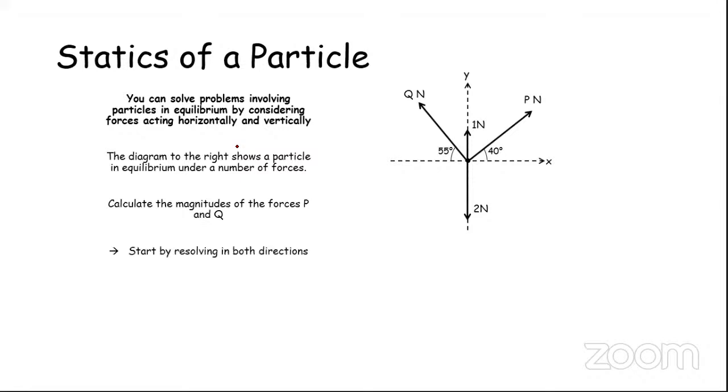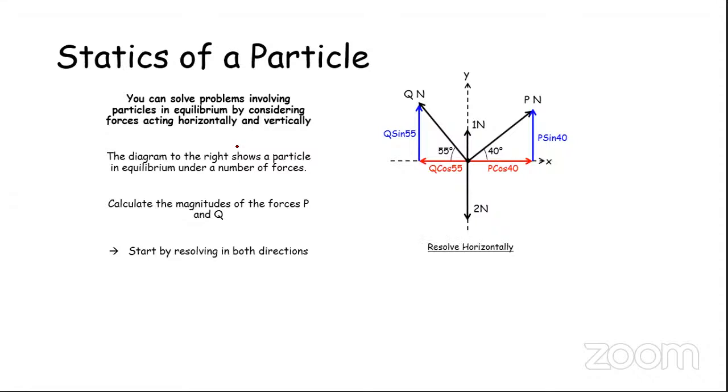So we start by resolving in both directions. For P, we shall have the adjacent P cos of 40 and the opposite P sine of 40. Then we come to the Q. The horizontal will be Q cos of 55 and the other one will be Q sine of 55. And then now we begin resolving.